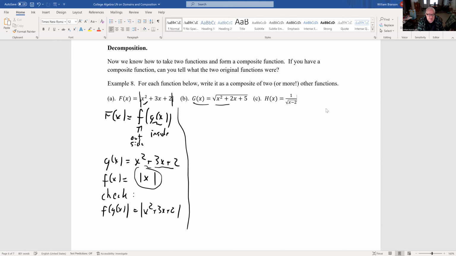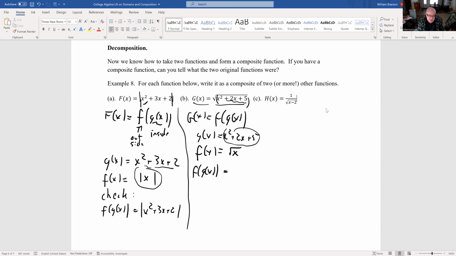And likewise for this function, if I want to write g of x as a composition, my inside function is the thing inside the square root. And what do I do to that function, right? So I take my x squared plus 2x plus 5, and what do I do to that? Well, I just take the square root of it, square root of x. And again, f of g of x means take this whole thing and plug it in for the x there. That allows me to find the inside and outside functions.